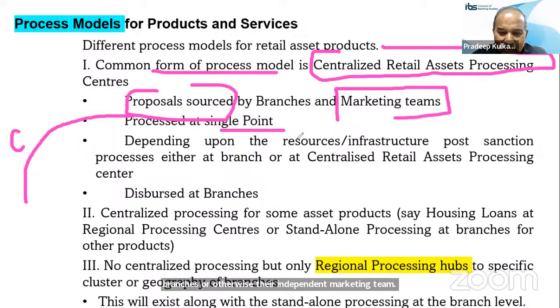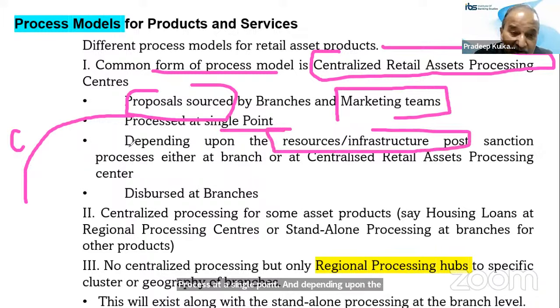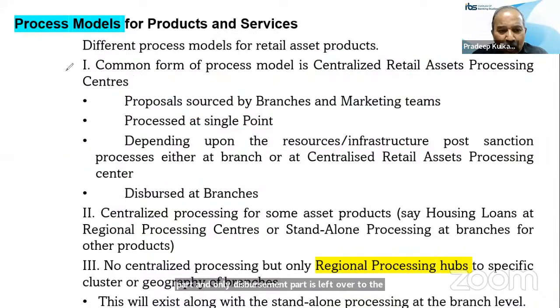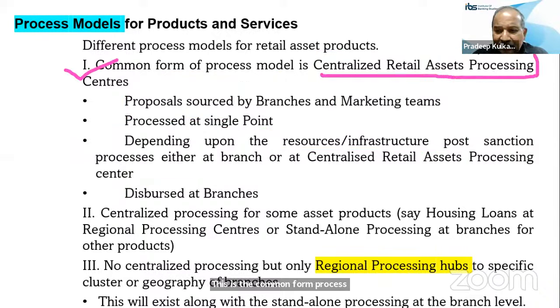And depending upon the resource available at their place, sometimes the retail loan processing centers only complete the documentation part and only the disbursement part is left over to the respective branches. This is the common form of process model, that is the centralized retail asset processing center.